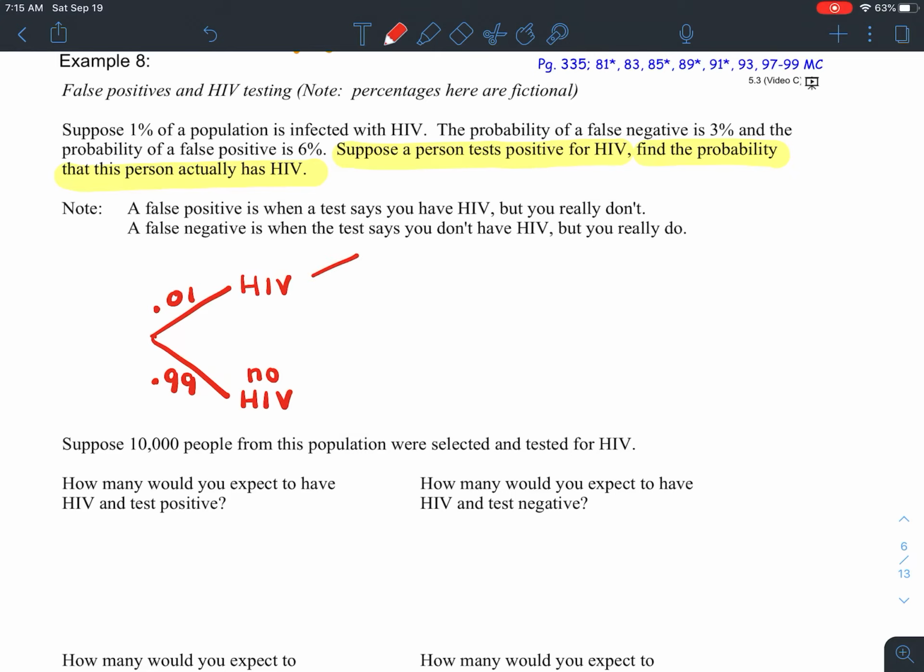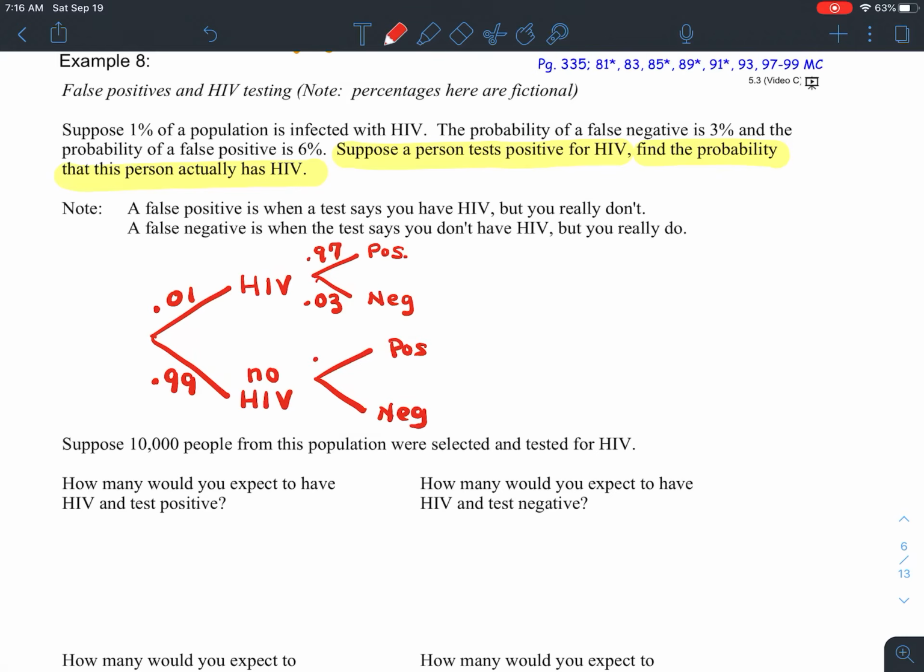Now remember, a false negative is when the test says that you do not have it, but you really do. So we're in this branch here where someone really does have HIV, but we're talking about getting a false negative. So we'll put positive up here, negative down here, and we're saying there's a 3% chance of the test showing that they're negative despite the fact that they have it, which means there's a 97% chance that they test positive if they have it.